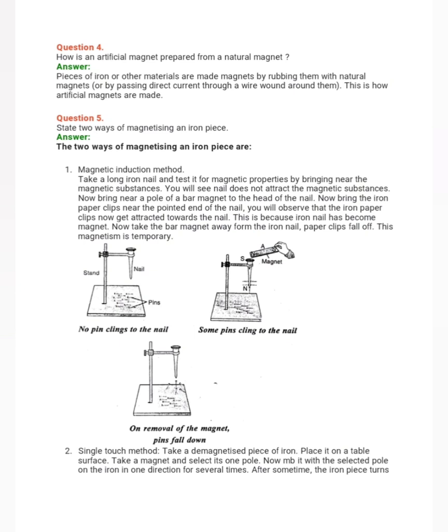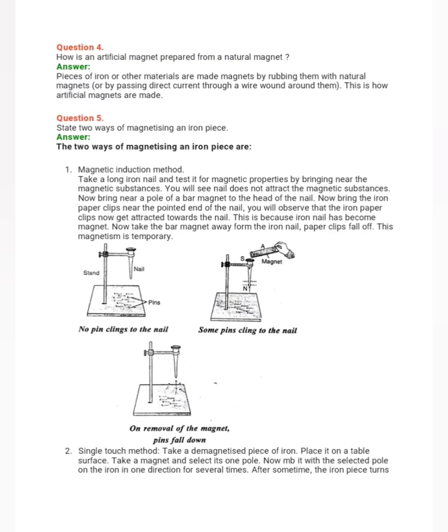Now let's move on to question number 4. How is an artificial magnet prepared from a natural magnet? Answer. Pieces of iron or other materials are made magnets by rubbing them with natural magnets or by passing direct current through a wire wound around them. This is how artificial magnets are made.